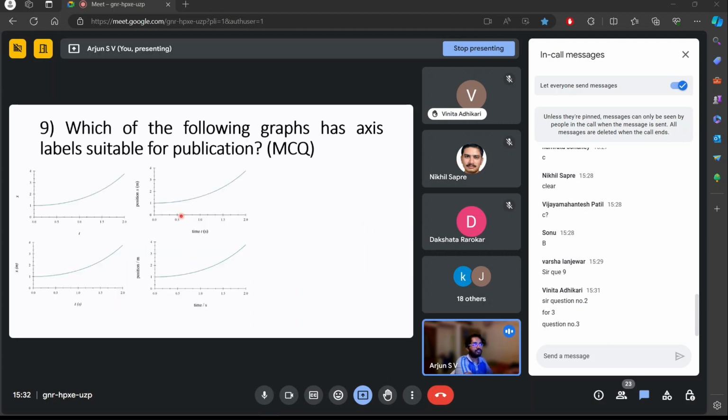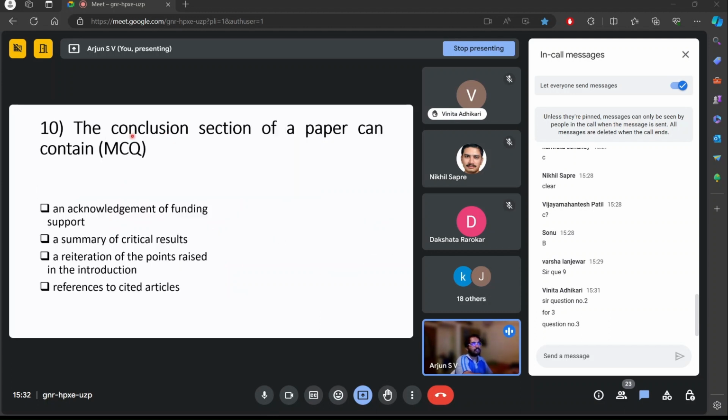Question number 9, which of the following graphs has axis labels suitable for publication? Out of these, option C, which has the name of the axis, the label, as well as the units in brackets, is the correct option. In the last question, the conclusion section of a paper can contain a summary of critical issues. Option B.